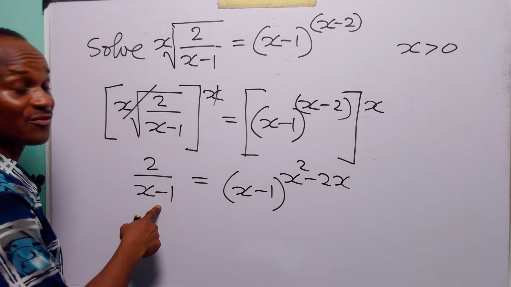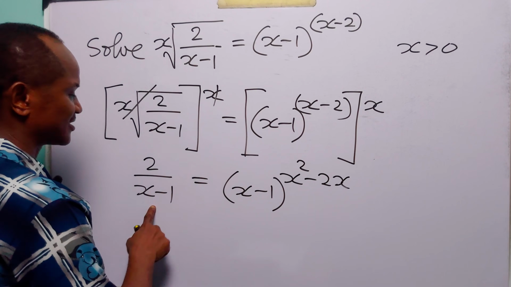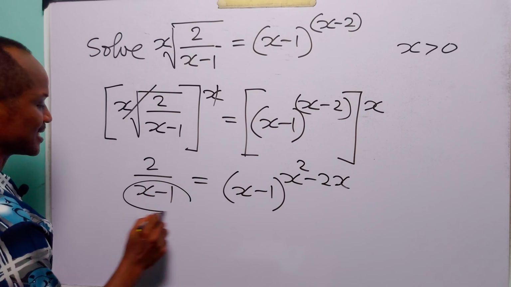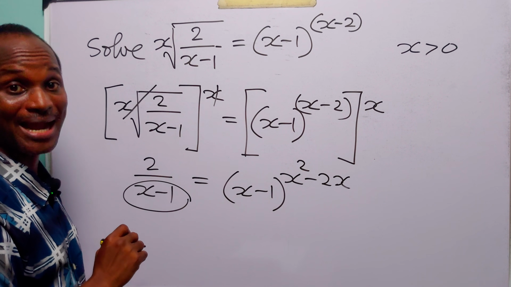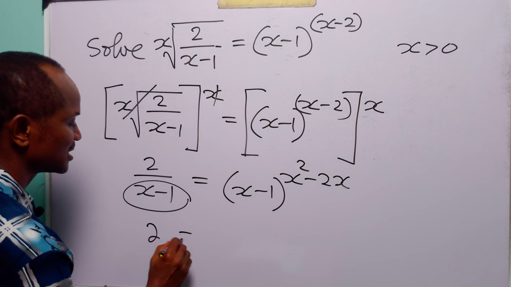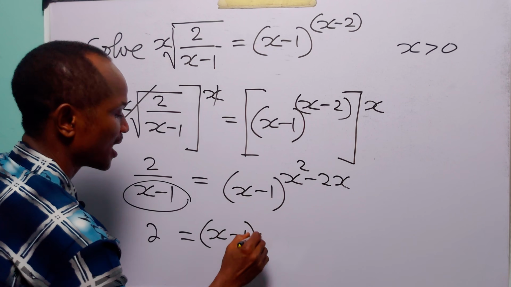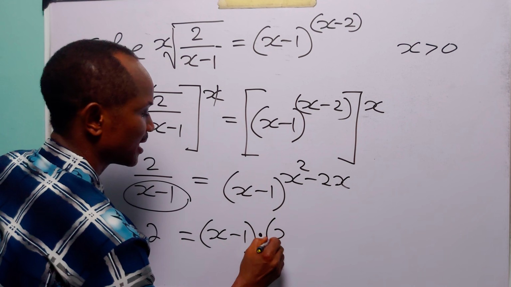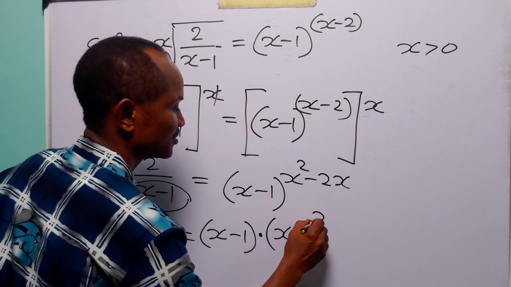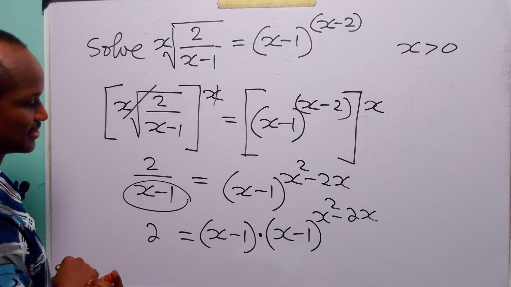Now, to get rid of this fraction on the left-hand side, let us multiply both sides of this equation by this denominator, that is x minus 1. When we do that, we have that 2 is equal to x minus 1 times x minus 1 to the power x squared minus 2x.